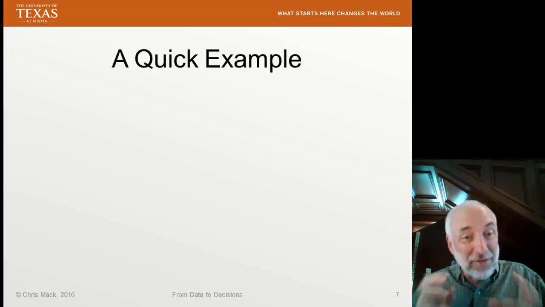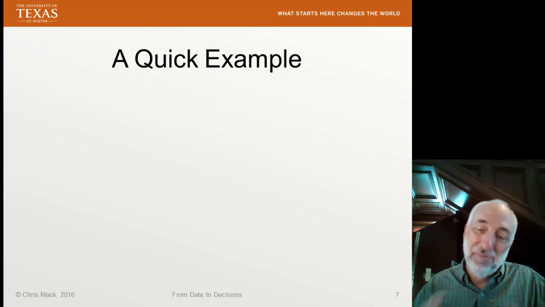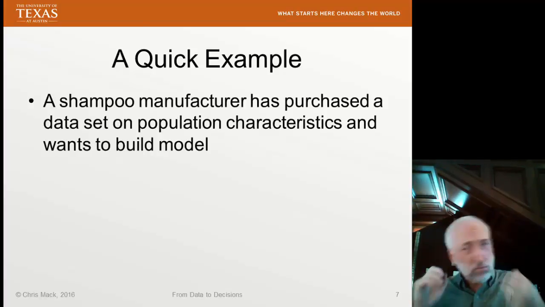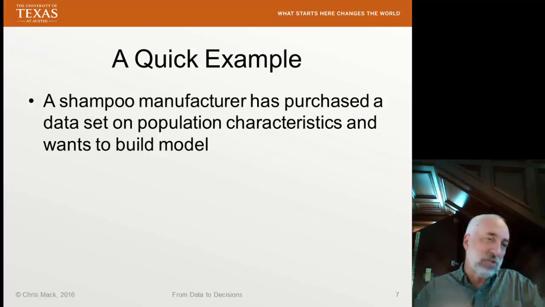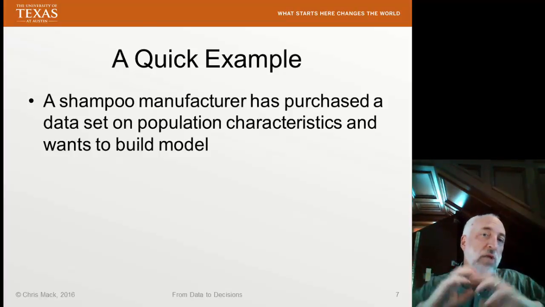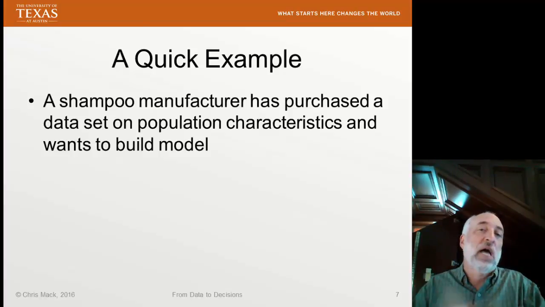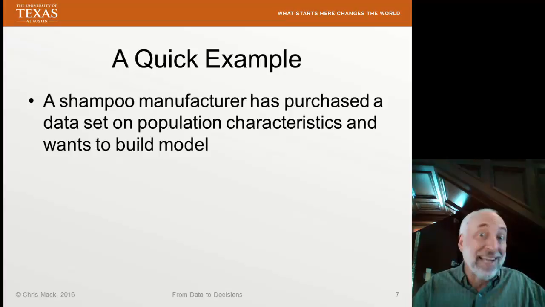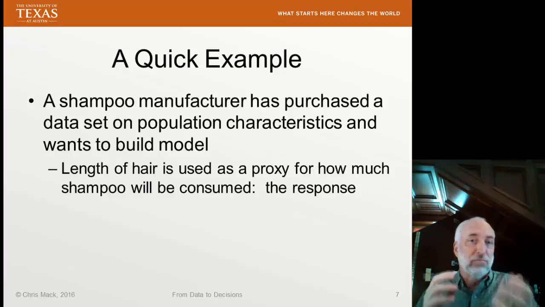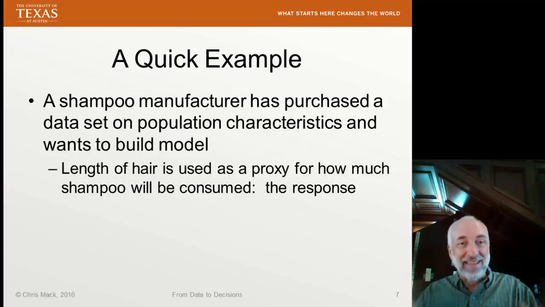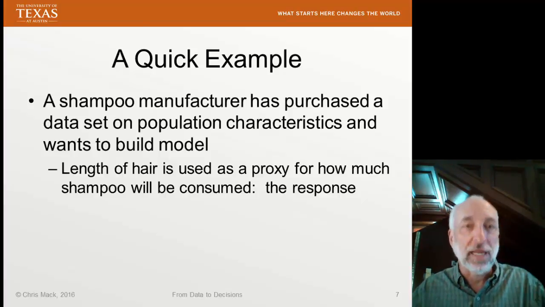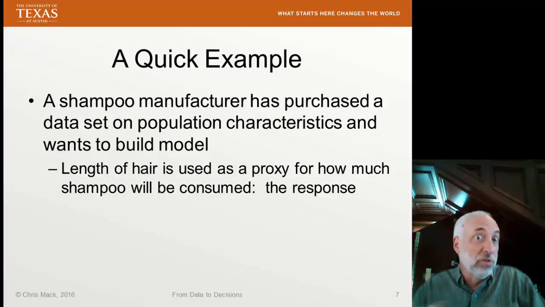Let me give you a quick example. This is kind of a fun example. It's a little bit silly, but I hope you appreciate it. Suppose I'm a shampoo manufacturer. I go out and I buy a data set. Somebody's gone and measured all these population characteristics. And I want to build a model to help me predict how much shampoo I'll be able to sell to certain kinds of people. And the data set doesn't have shampoo consumption in it, but it's got length of hair. I have some knowledge that people with longer hair use more shampoo than people with shorter hair.